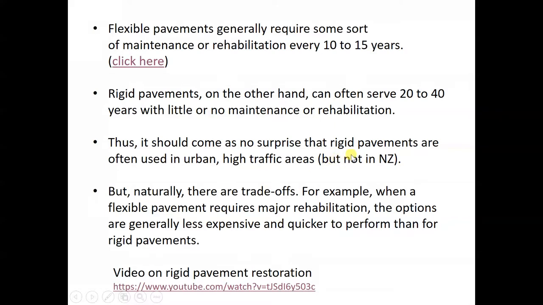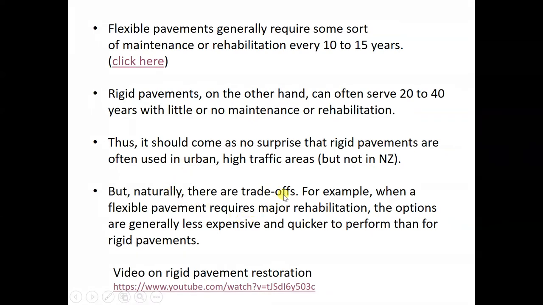So the rigid pavement is a lot of the time used in urban or high traffic areas. For example, on the motorways and expressways, there are multiple lanes, maybe four, five or six lanes, and we can't do maintenance frequently. We need a long period without any maintenance. However, the rigid pavement is not available much in New Zealand.